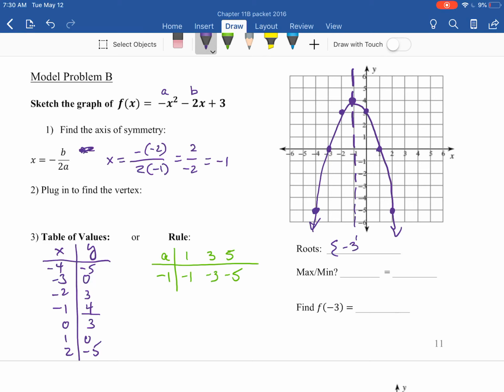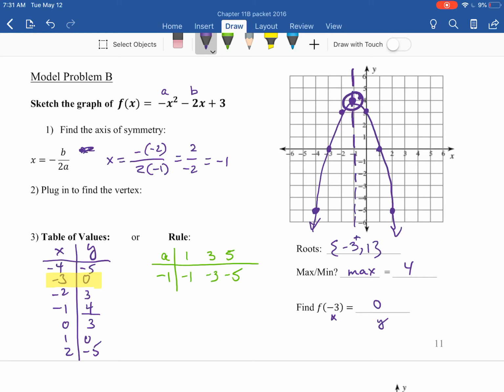Okay, so my roots, negative 3 and 1 in this case. My maximum, because it's on the top, is 4. That's how high the roller coaster goes. And what's f of negative 3? Oh, looks like 0. It's one of my roots. And so when x equals -3, y equals 0.